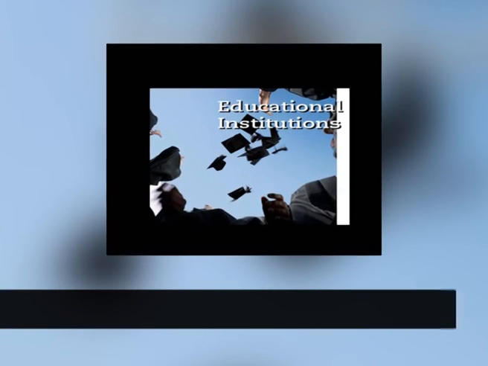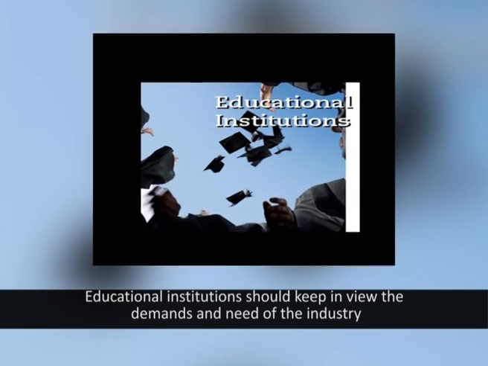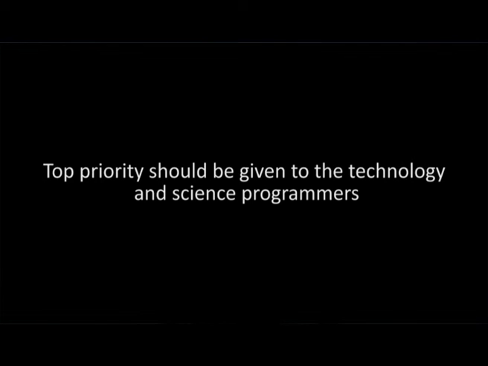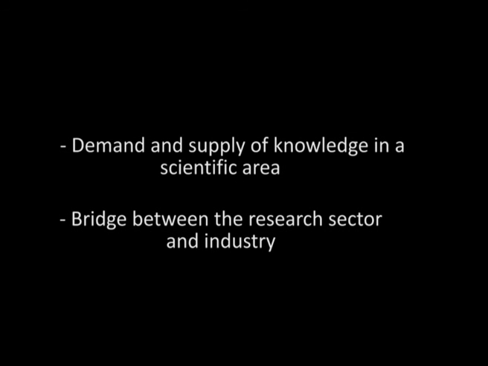So, all the educational institutions should gear up keeping in view the demands and needs of the industry. So, the top priority should be given to the technology and science programmes. Apart from this, right frameworks should be ensured. The demand and supply of knowledge in a scientific area, the bridge between the research sector and industry should be filled. The universities should have proper tie-ups with the industries to build a healthy university-industry linkage to understand the requirements of industry after a student steps out of college for job.